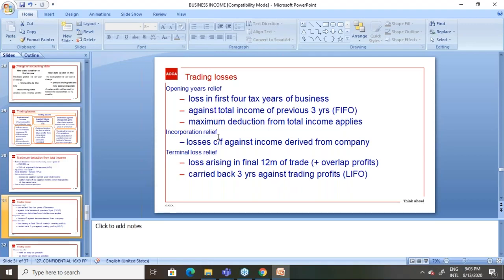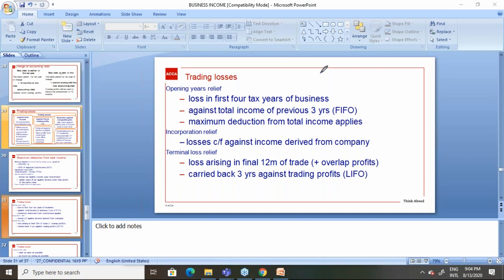be completely wasted. But if you have converted your unincorporated business into a company, then any unrelieved trading loss can be carried forward, but not to set off against the company's profit. But you can set it off against the income received by the shareholders from the company.